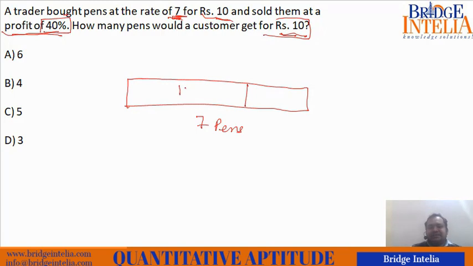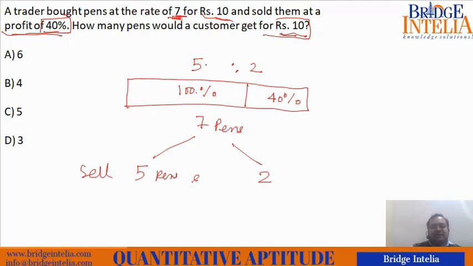So you can think this way, that he is going to sell 100% and going to keep 40%. So 100% and 40%. What ratio? 5:2. So divide 7 pens in this ratio, 5:2. This comes out to be 5 and 2. So you sell 5 pens and keep 2 pens with you. So how many pens would a customer get? How many pens is he going to give to his customer? He is going to give only 5 pens to his customer. So 5 is the correct answer.